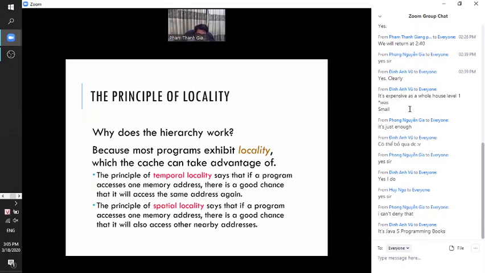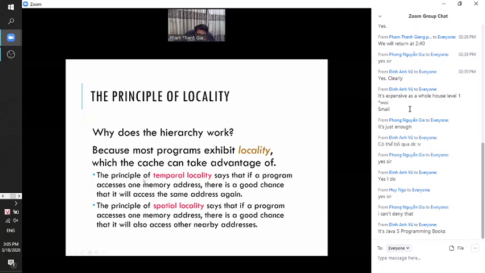Okay, I have talked about this before. We have a key idea here about cache, and in the next topic we study virtual memory, which uses the same idea.